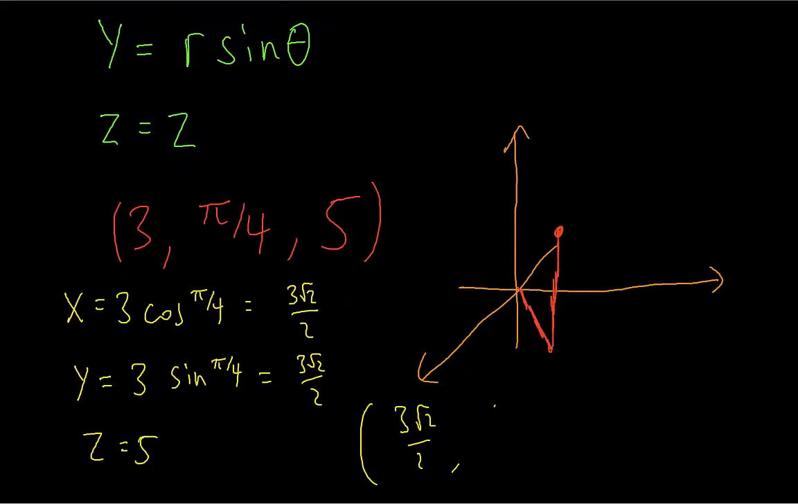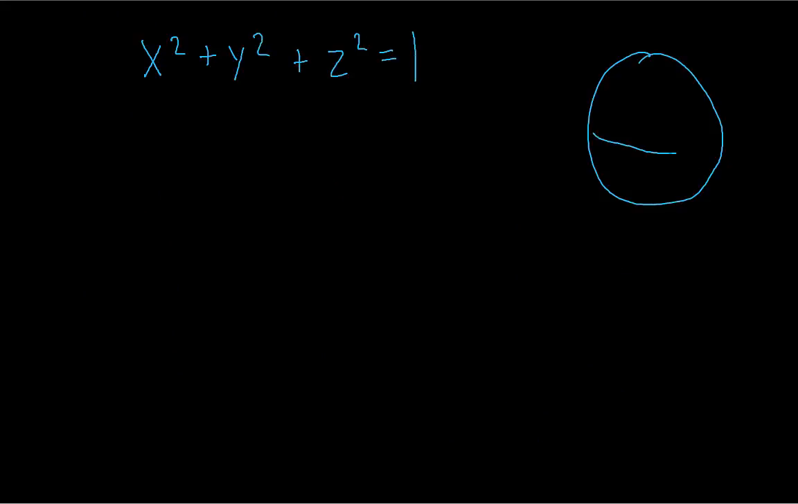So lastly, let's look at a couple examples of surfaces using cylindrical coordinates. So say we have the unit sphere. To convert to cylindrical coordinates, we simply replace the x squared plus y squared with r squared. Of course, we know that relation from polar coordinates.